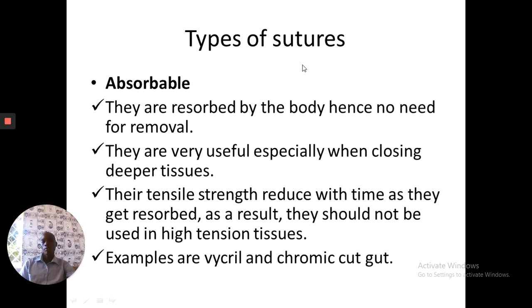So in suturing, you've got different types of sutures that you can use. Of course, you're going to learn this when you do the skill of surgical wound closure, but just to give you a gist, we've got what we call absorbable sutures, and these are sutures that, when used, are absorbed by the body, and therefore you do not need to come back and remove them.